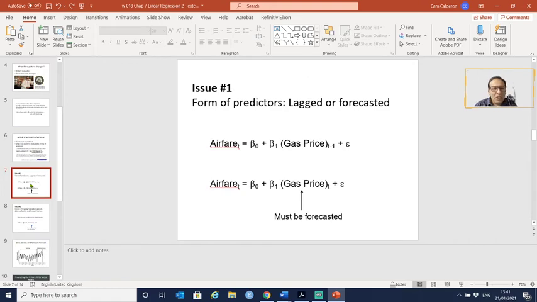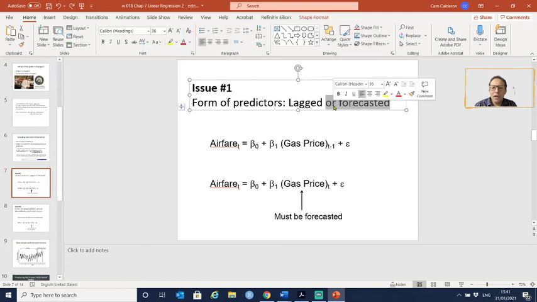Okay, so we have an issue then when we include external information. Issue number 1 will be the form of predictors. Apart from using lagged predictors, we can actually use forecasted predictors, right? That makes sense. Imagine that we are forecasting airfare, so you will be able to use the gas price in the previous time, but also as a predictor the gas price in the future, right? So you predict the future.